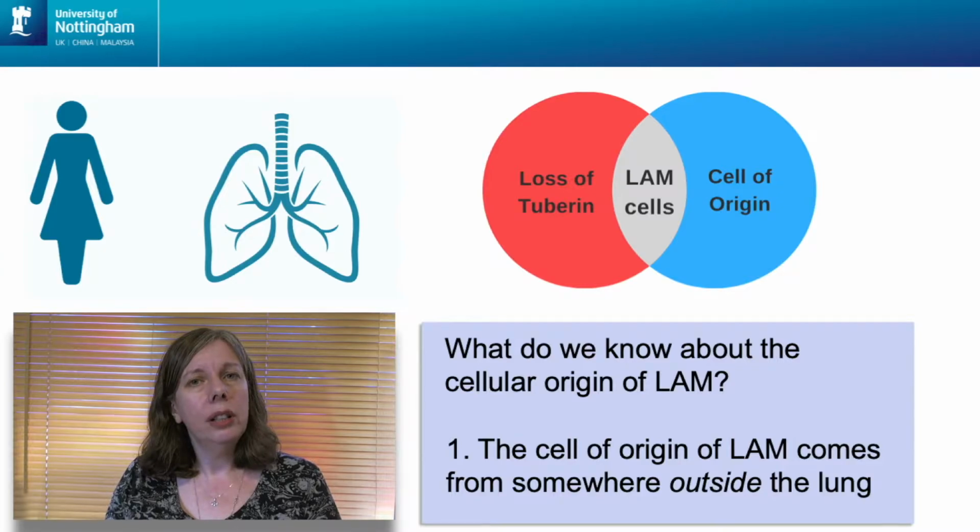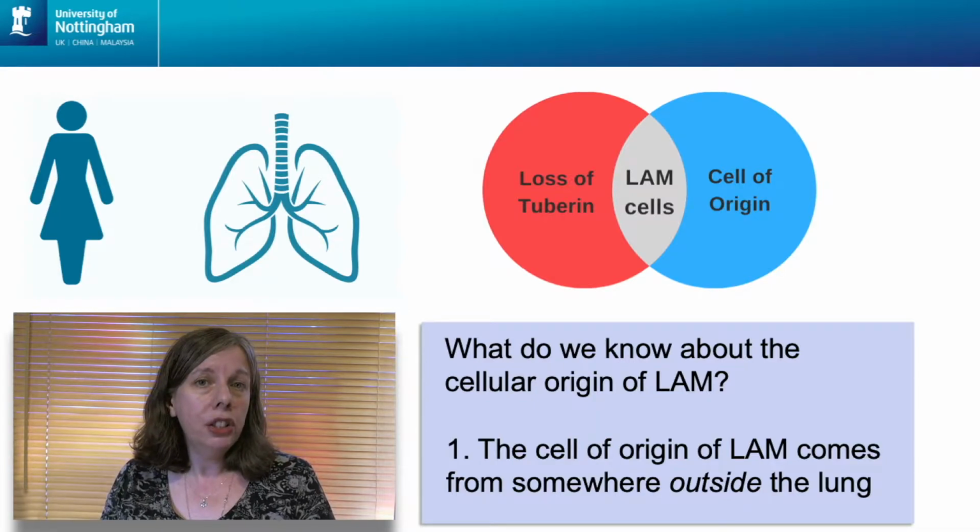The cell of origin of LAM must come from somewhere outside of the lung. We know this because LAM patients who've had a lung transplant can have a recurrence of LAM in their donor lung.